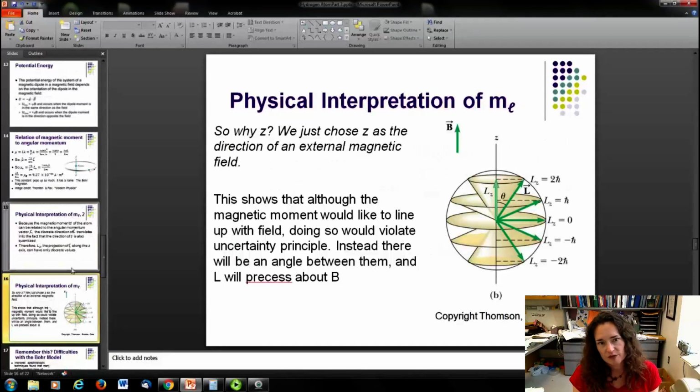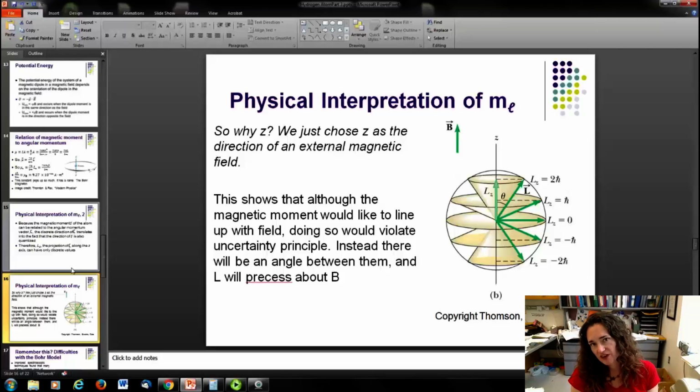Okay, now you still might be saying, why Z? Okay, well, we just chose Z as the direction of an external magnetic field. So let's say that now we put our Bohr atom or our electron in its orbit into a magnetic field, an external magnetic field. Well, it's got a magnetic dipole moment. So what'll want to happen is it'll want to rotate the atom to align with that external field. All right, so it would like to line up. There's a torque on it. However, it can't quite line up, can it?